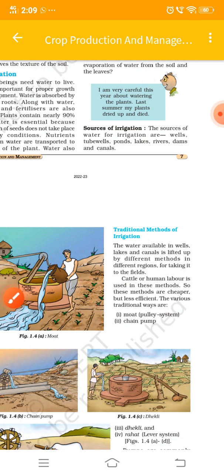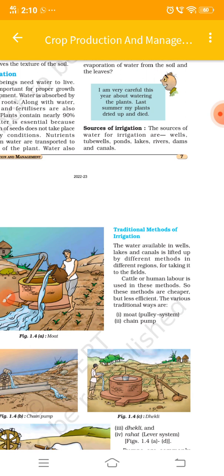Traditional methods of irrigation. The water available in wells, lakes and canals is lifted up by different methods. Yeah, because see, some are taking it by motor, some by vessels, some by buckets and all. Cattle or human labor is used in these methods. So the methods are cheaper and less efficient.